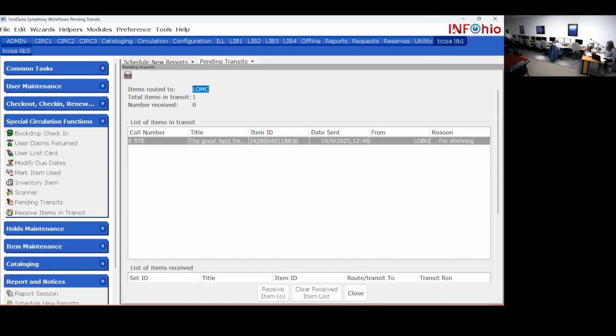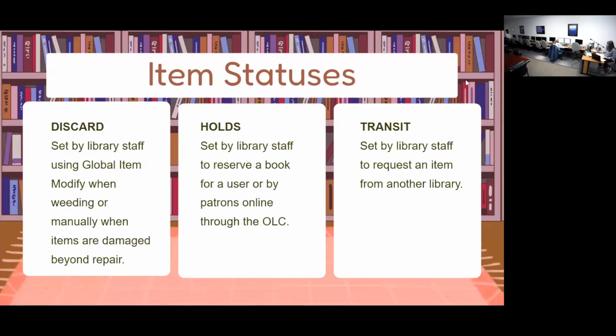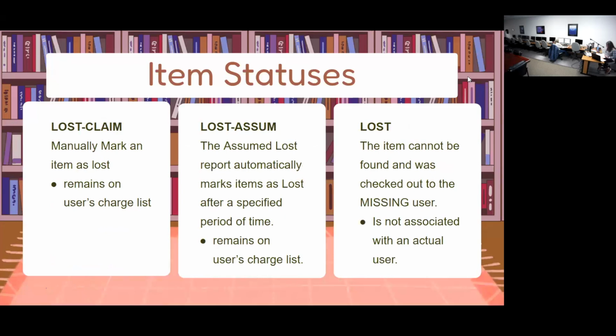So those are the first 3 statuses. Let's look at 3 more. These are all focusing on lost claim. So we have, like, what report can I use to automatically mark items as lost? Well, there's a report called the Assumed Lost Report.